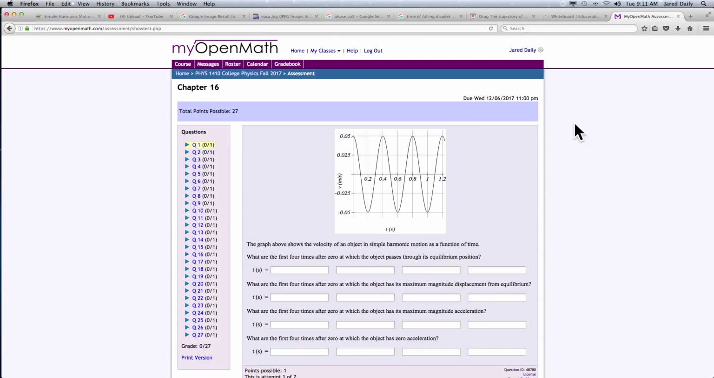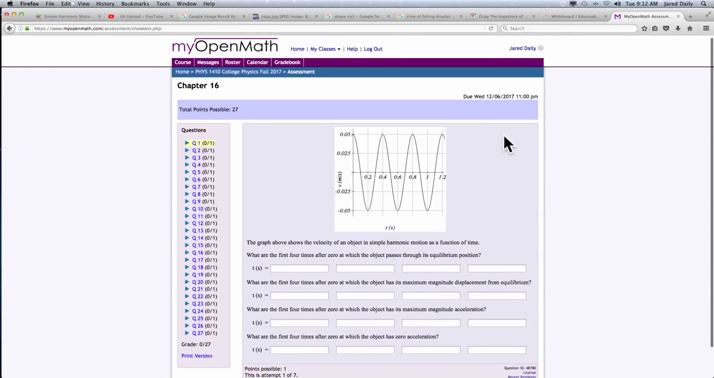And then it says, what are the 4 times after 0 where the object has a maximum magnitude displacement from the equilibrium? Well, that would be here, and here, and here, and here. At the peak and the trough are those times. Not hard to figure these out. But then it says, where are the 4 times after 0 where the object... oh, sorry. I'm lying to you.